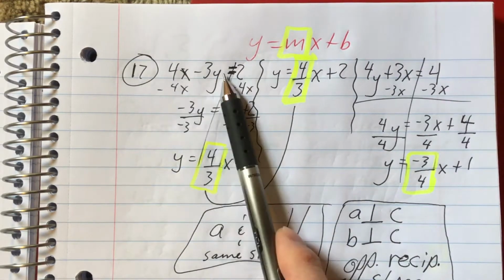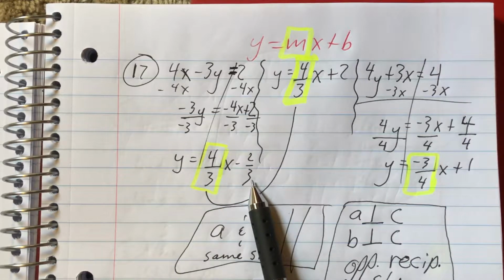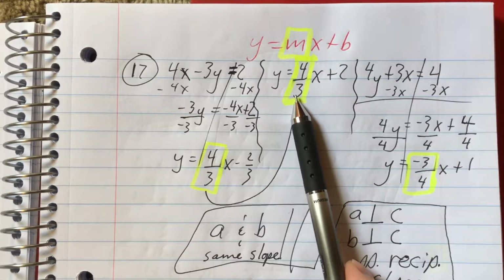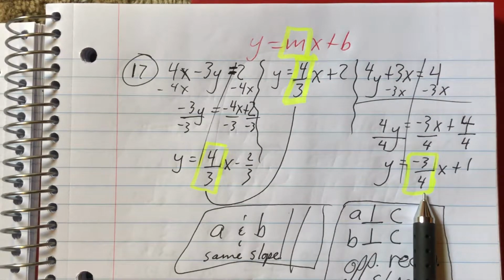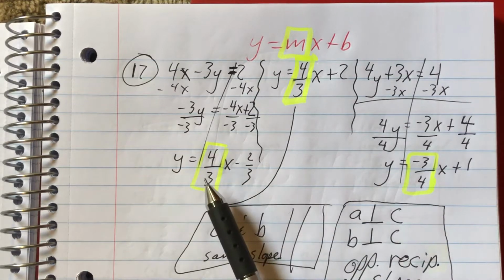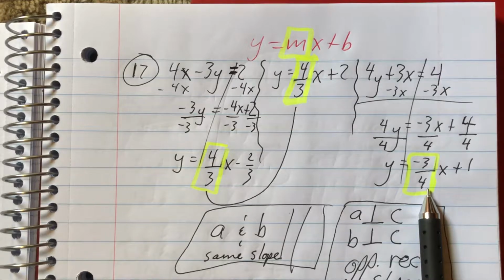So this first equation, I solve for y, and I get y equals 4 over 3x minus 2/3. And the second equation already is solved for y, and I can see the slope. And the third equation, I solve for y, and y equals mx plus b, the slope is negative 3 over 4. So I'm comparing 4 over 3 with 4 over 3 with negative 3 over 4.